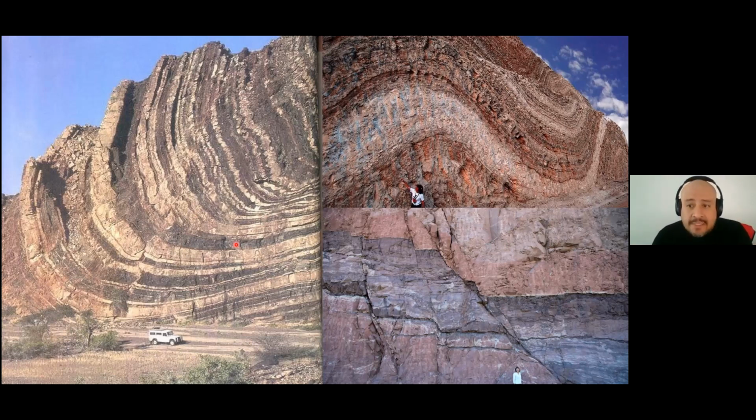In some places, you can see faults, and then you can understand why or where the earthquakes are going to happen. You can see a person, so you can imagine how big this fault is. And later we're going to explain that, but think that this is also this one, okay?